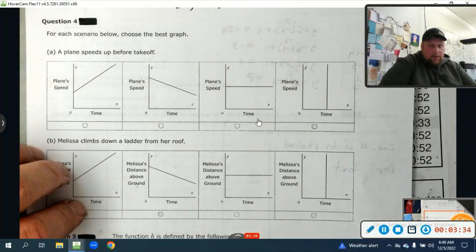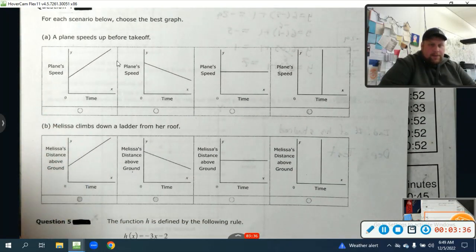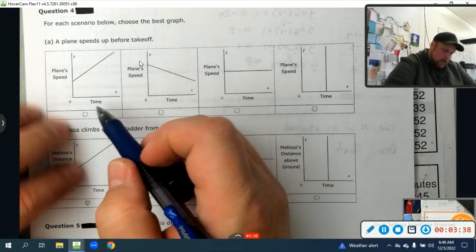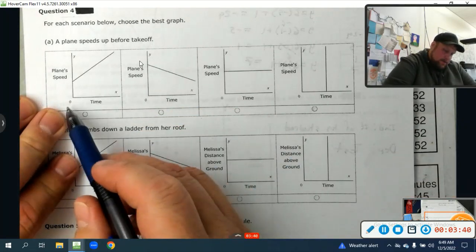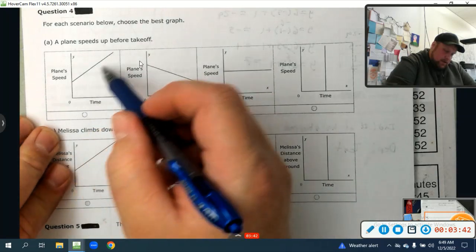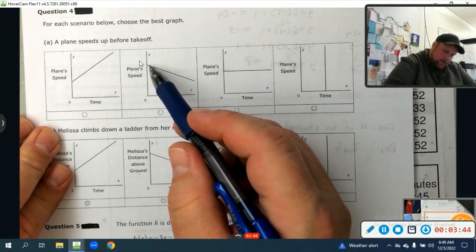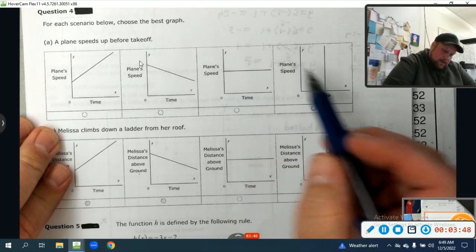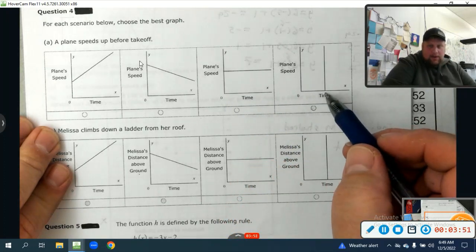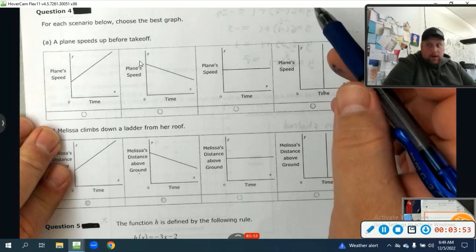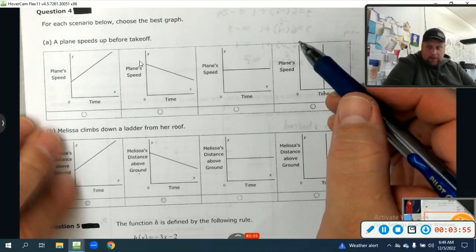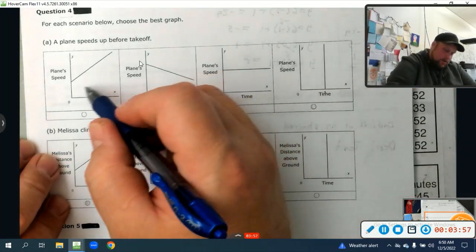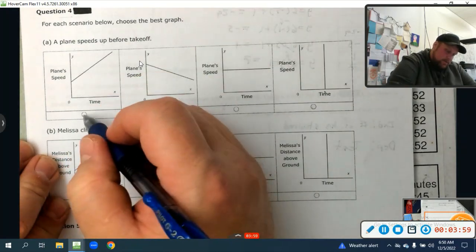For each scenario below, choose the best graph. A plane speeds up before takeoff. Well, over time, a plane speeding up, it's going to speed up before takeoff. This one looks pretty good right here, but let's find out. This looks like a plane speed going down. That's not it. A plane speed being constant, that's not a plane speed. And then it's not like a plane goes from 0 to whatever, infinite miles per hour, instantly. There has to be a gradual increase.